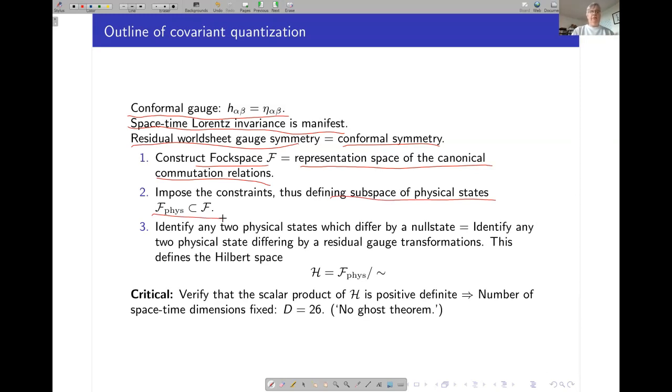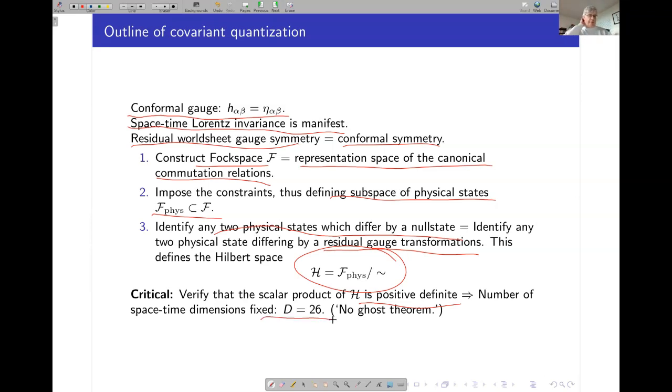And finally, we have to identify any 2 physical states which differ by a null state, which corresponds to dividing out by the residual gauge transformations. And this gives us then the Hilbert space of states. What we then have to check, because this is not manifest, is that this space finally has a positive definite scalar product. And it turns out that this in general will not work, but only work if the number of dimensions is fixed to 26.